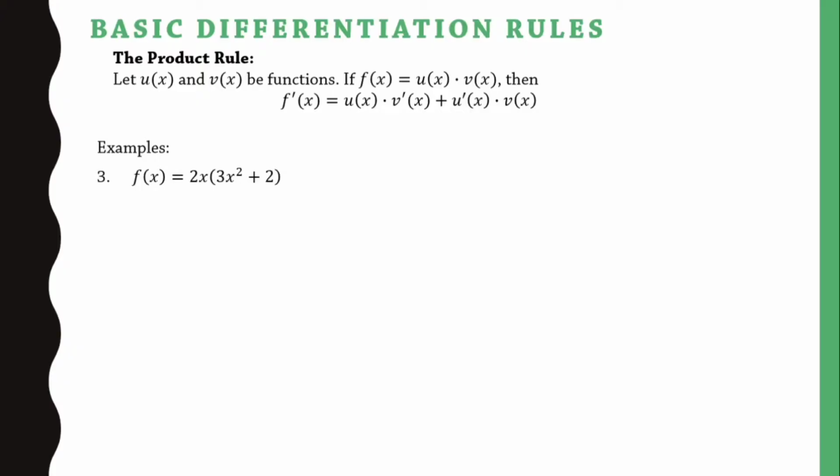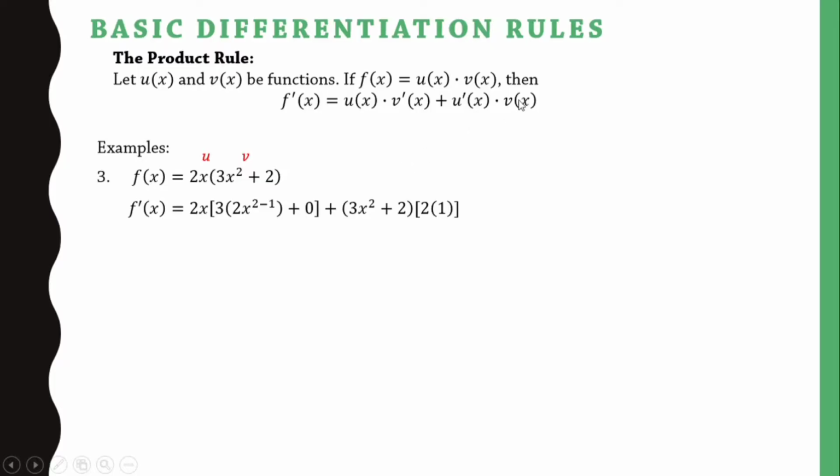We have f of x equals 2x times 3x squared plus 2. So let's say 2x is u and v is 3x squared plus 2. So again, use the product rule. That's u, so simply copy 2x times v prime. So get the derivative of v, which is 3 times the derivative of x squared. That's 2x raised to 2 minus 1, plus the derivative of 2, that's 0.